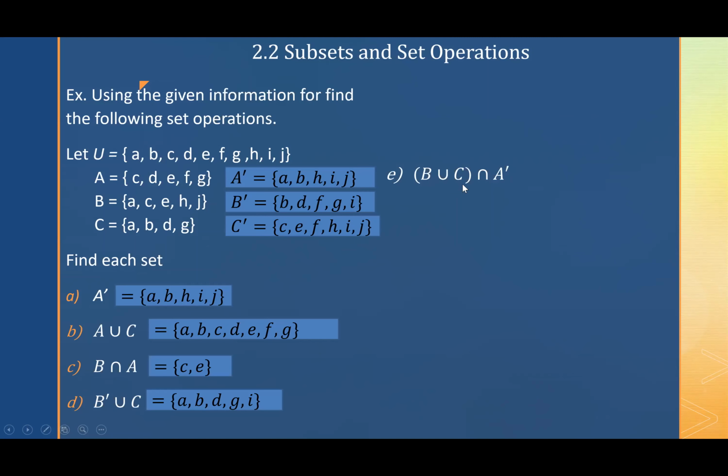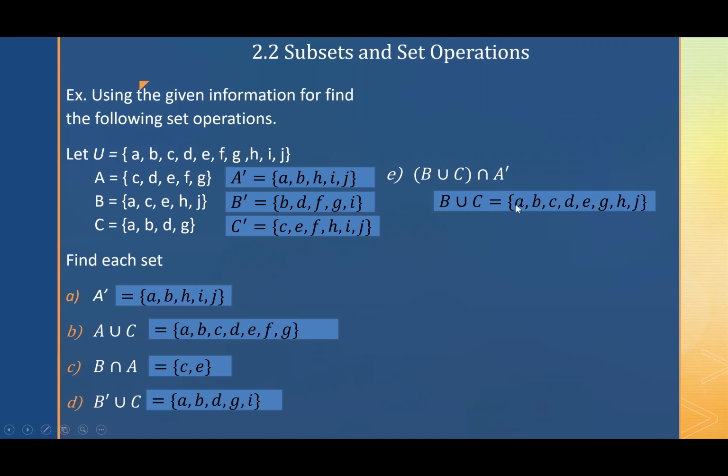Again, in order for us to know what they have in common, we have to know what this item is and what this item is. We have A prime, which is here. We just have to know what is B union C. So what is B union C? Union means we just need to unite them, take the B and put it together with the C. We take the B, put it with the C, which is A, B, C, D, E, G, H, and J. That's your B union C.